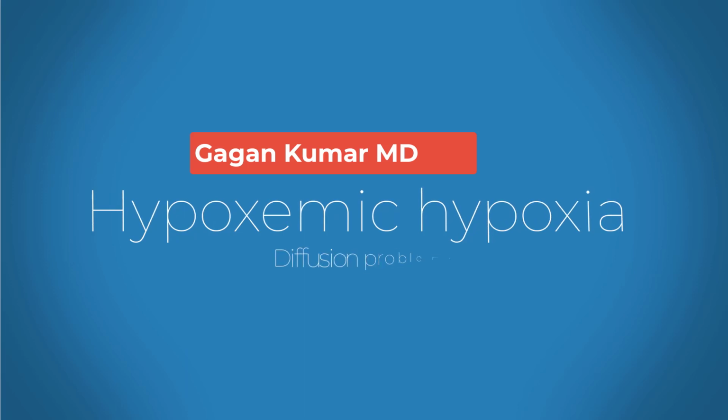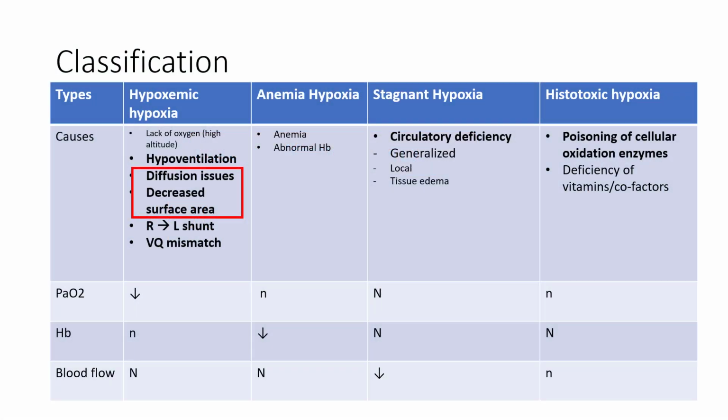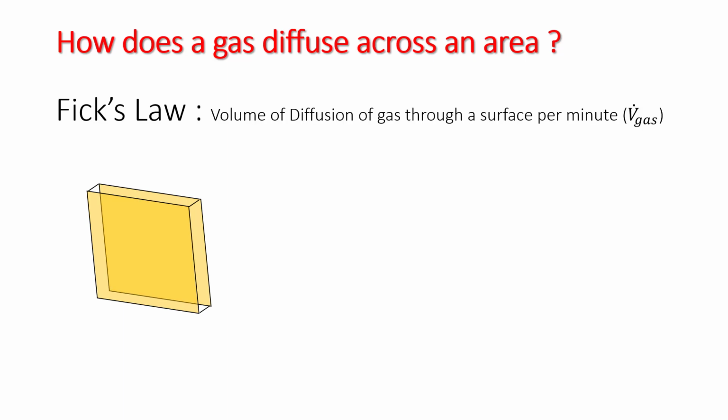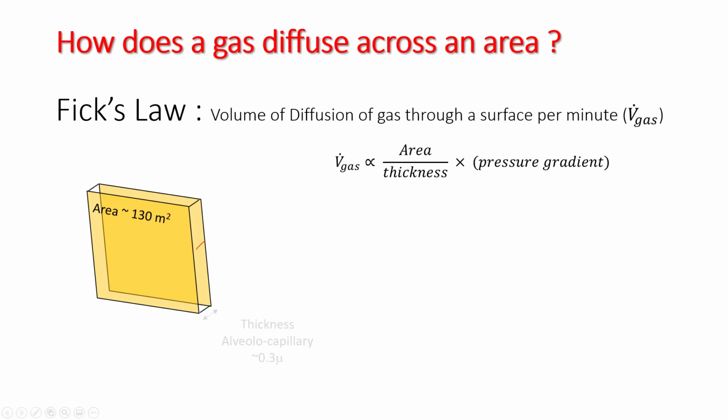Hello everyone. Today we'll be talking about diffusion problems resulting in hypoxemic hypoxia. So how does a gas diffuse across a surface area? This follows Fick's law, which tells that the volume of diffusion of gas through a surface per minute depends upon your surface area, thickness, and the pressure gradient.